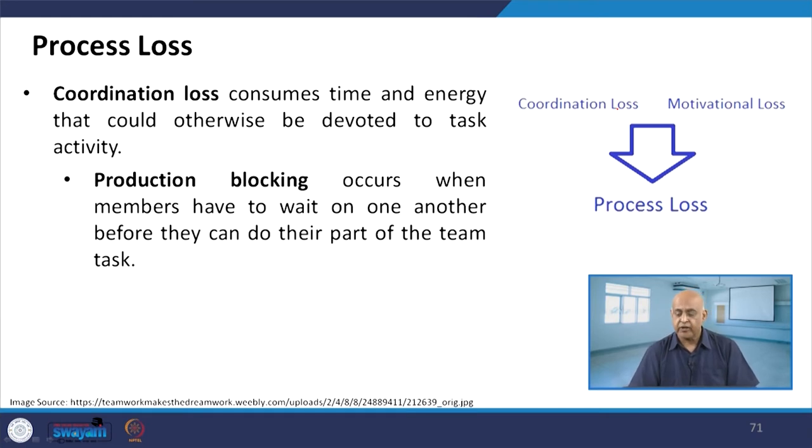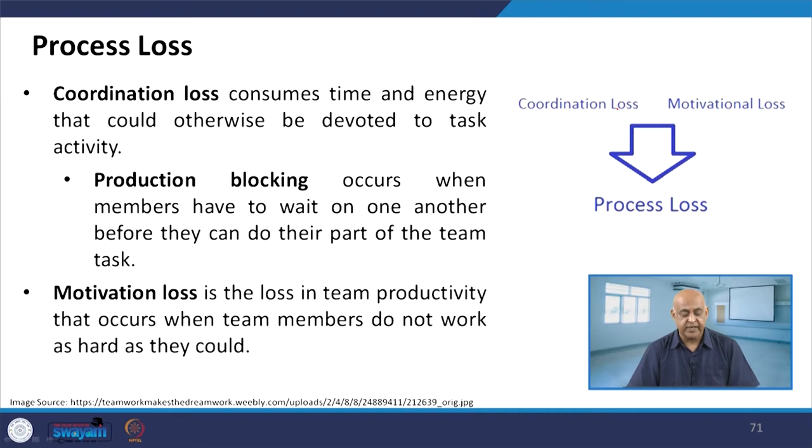Similarly, the production blocking is there. That occurs when members have to wait on one another before they can do their part of the team task. So therefore, CPM, PERT, critical path method and program evaluation review technique, is there. So for the activities which are going to be parallel, if they are not completed, the task which is finished earlier, which is dependent, right? Then that will be idle, and the idle time will be the losses, right? So that will be the production blocking.